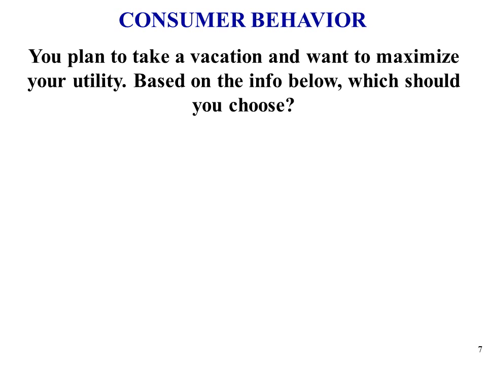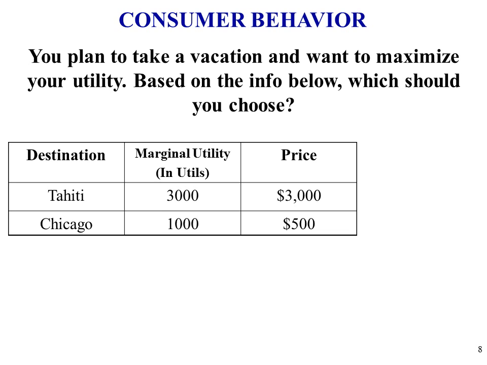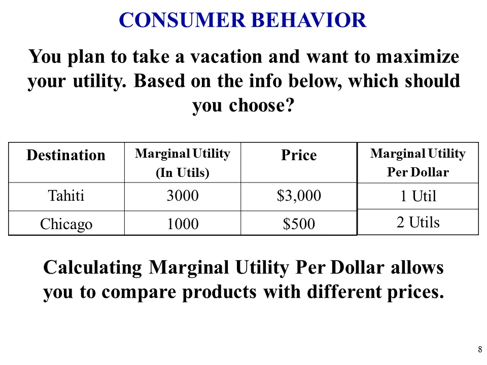Okay, so you plan on taking a vacation and you want to maximize utility. Based upon the information below, which should you choose? We know that Tahiti is going to give you 3,000 utils and Chicago is going to give you 1,000 utils. But the price to Tahiti is $3,000, whereas the price to Chicago is only $500. So your marginal utility per dollar is actually greater if you go to Chicago, so you're going to choose Chicago. Calculating marginal utility per dollar allows you to compare products with different prices.